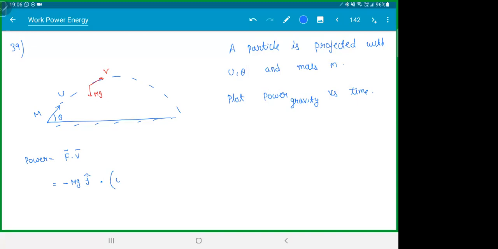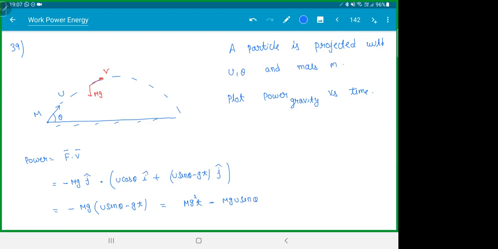u cos theta i cap plus (u sin theta minus gt) j cap. Put in the velocity and when you do this, you'll get minus mg. Only the j caps will multiply: (u sin theta minus gt). So this gives mg square t minus mg u sin theta.